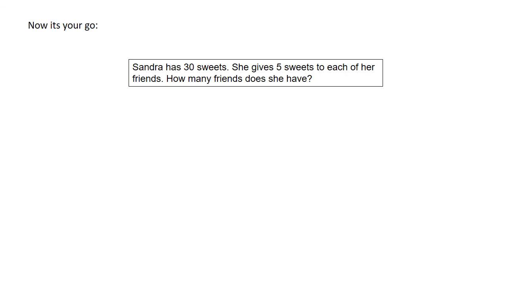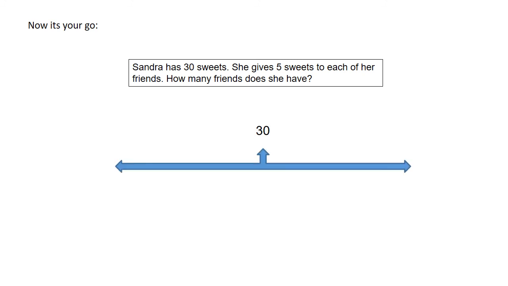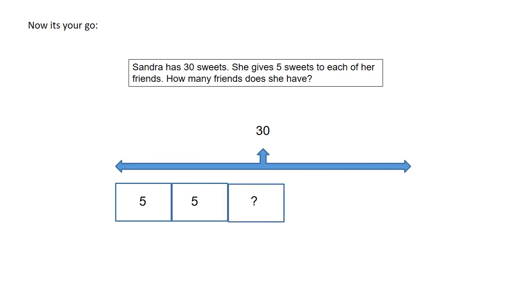You'll go. I'll start you off. Sandra has 30 sweets. She gives 5 sweets to each of her friends. How many friends does she have? So starting with the total, she's got 30 sweets. Okay, that's my total. And we're going to give 5 sweets to each of her friends. So one friend has 5 sweets. Then the next friend has 5 sweets. That's 10. And then the next friend has how many sweets? If you add them up as you go, you should be able to finish off working that one out for yourself.